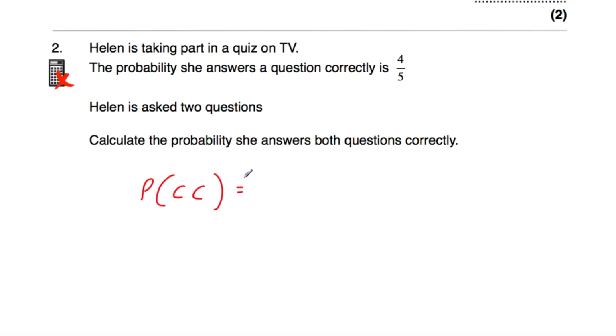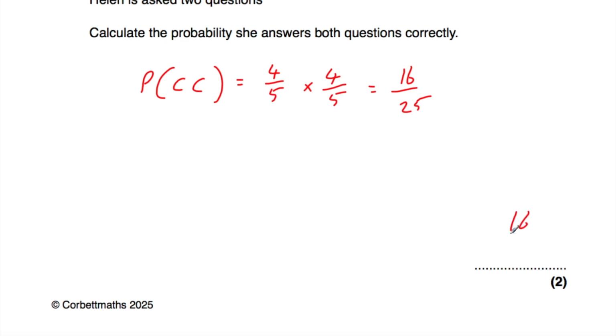Because these are independent events, we're going to take the probability of a correct answer, which is 4/5, and multiply that by the next one being correct, which is 4/5. When we multiply these together, that'll be the probability that Helen answers both questions correctly. Again, it's a non-calculator question, so 4 times 4 is 16, and 5 times 5 is 25. So the probability that Helen will answer both questions correctly is 16/25. So that's our answer, 16/25. Okay, let's look at our next question, question number 3.